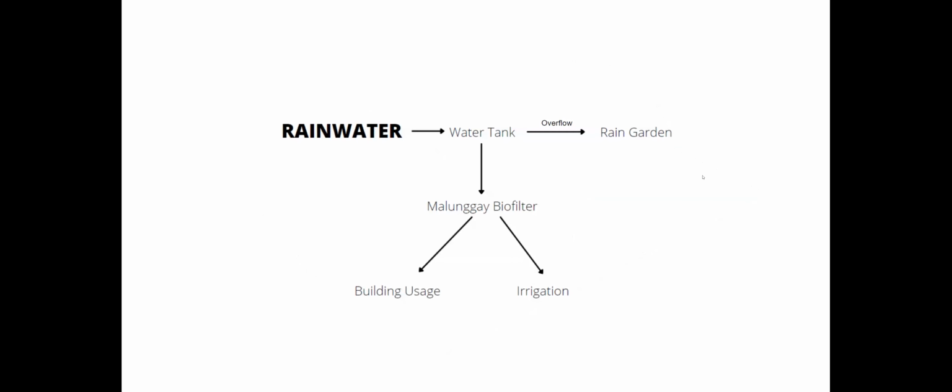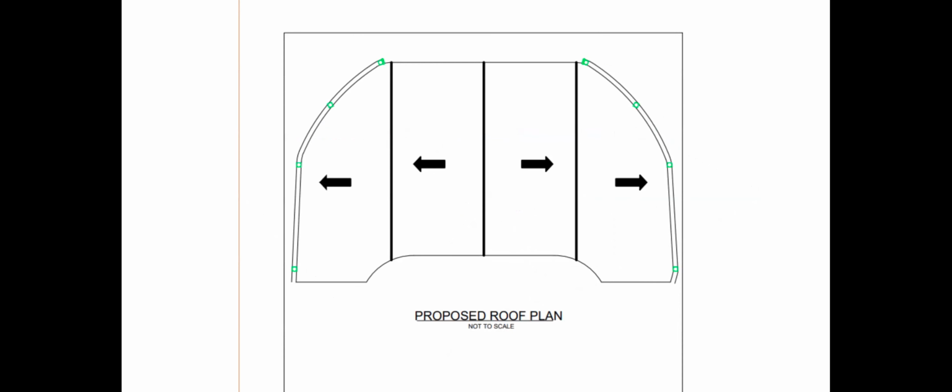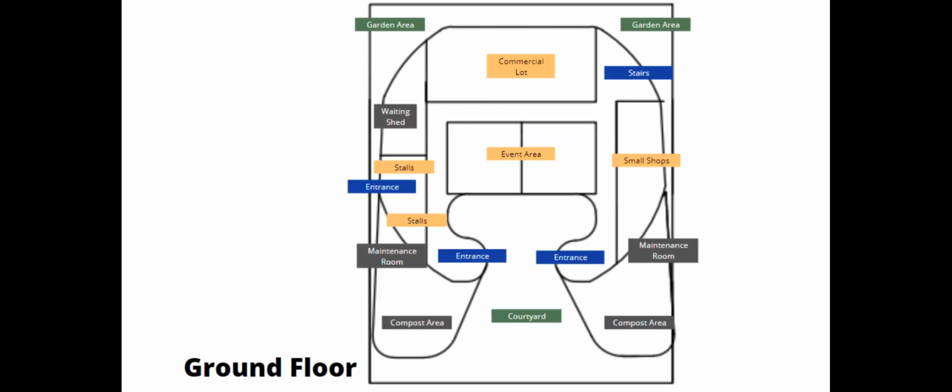Then, this is a mind map kung anong gagawin sa rainwater. Like, I was thinking of overflow for the rain garden. Ito yung proposed roof plan. Yes. Then this is the ground floor. Ito po yung rain garden.